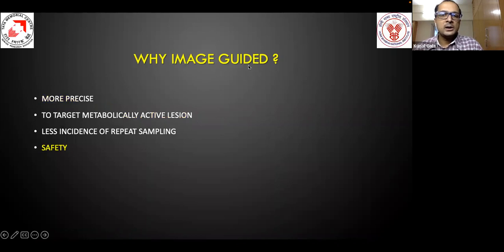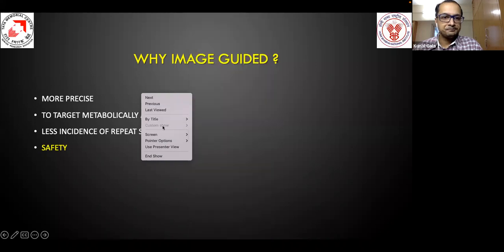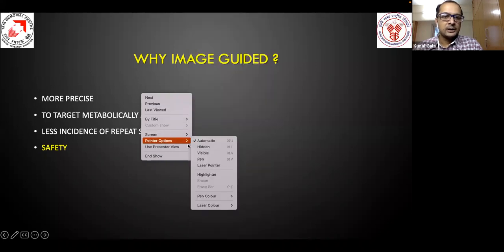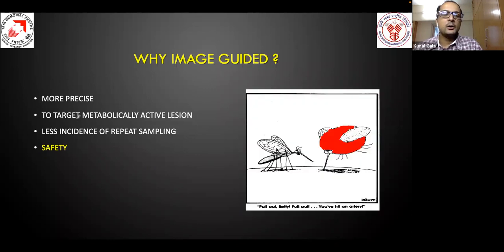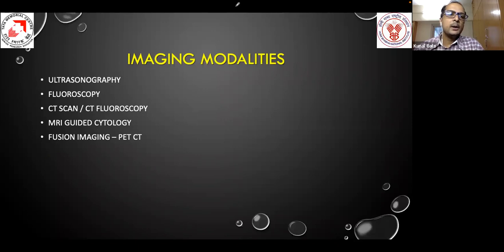So why is image-guided biopsy important? Because it is much more precise, it's easy to target, and there is less incidence of repeat sampling. It is safe because you are performing it under direct vision. You can avoid the major vessels and the neurovascular bundles. So that's why image-guided biopsy is much preferred compared to a surgical technique. Image-guided biopsy is just a pinhole surgery or minimally invasive method.